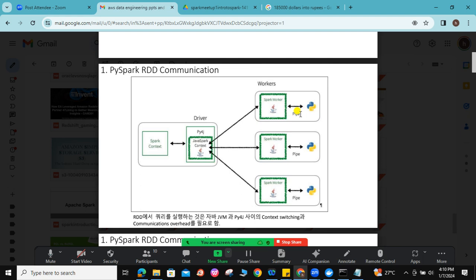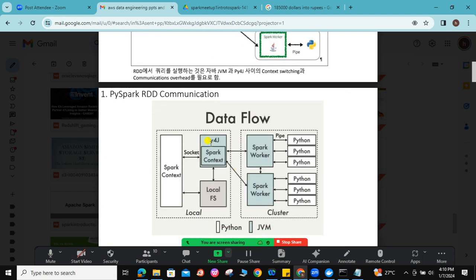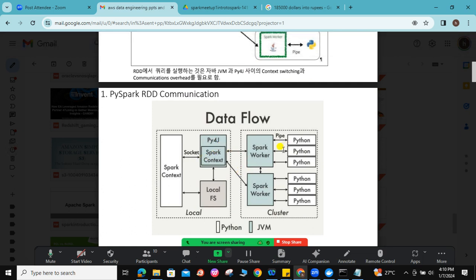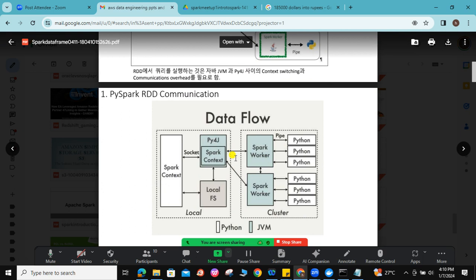So py4j, then it is Spark worker, Spark worker. It's good you understand, or else also neglect. Nothing to worry, it is too technical. Okay, it's an understanding behind the scene.